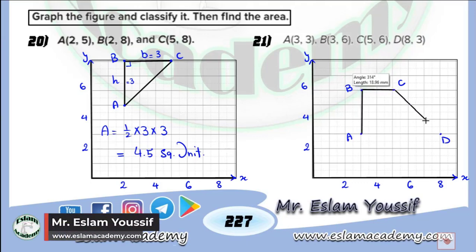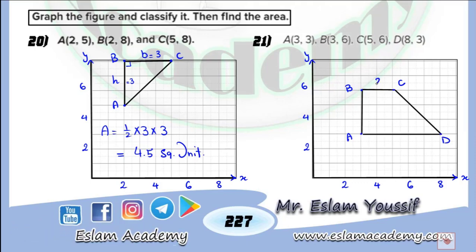We can find the area of the trapezoid by finding the length of the two parallel bases and the height. Base 1 will be equal to 2 units. Base 2 will be equal to 5 units. By counting, you will find that it will be 2. The height, which is AB, will be equal to 3. To find the area, it will be equal to half multiplied by the height multiplied by base 1 plus base 2. By multiplying, you will find that the answer is equal to 10.5 square units.